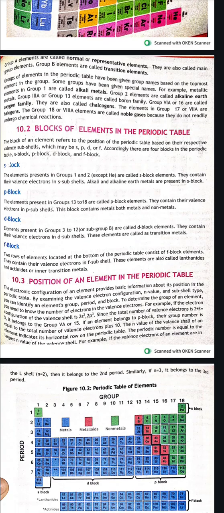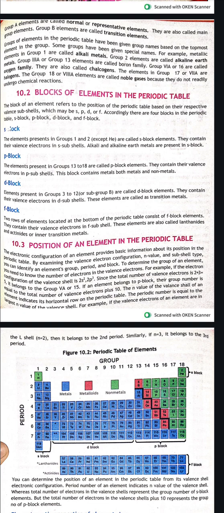The S block elements are the group 1 and 2 elements. Group 1 elements are called alkali metals and group 2 elements are called alkaline earth metals. Now we have the P block, groups 13 to 18. They have valence electrons in the p subshells, and they usually are metals and non-metals.